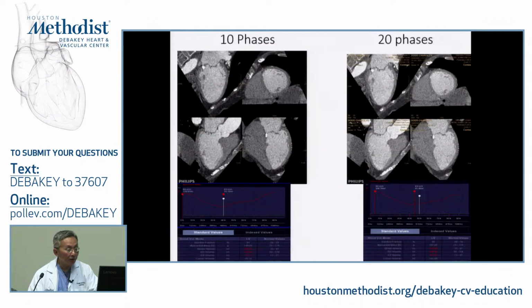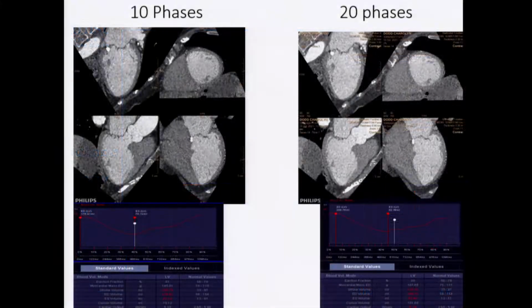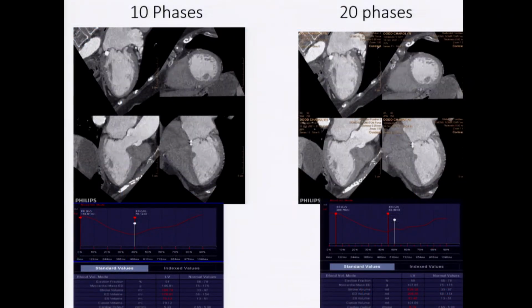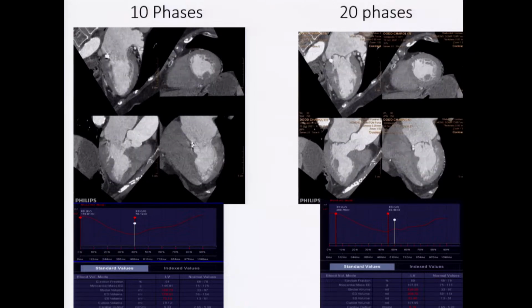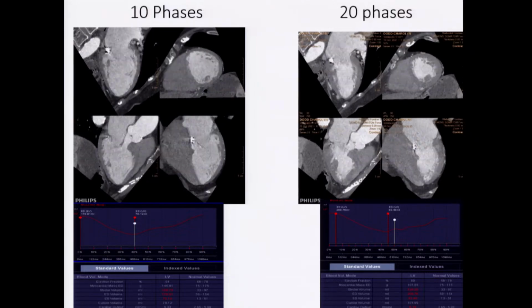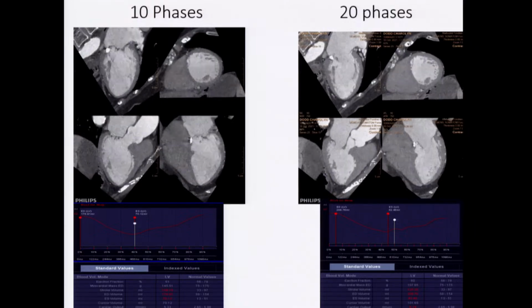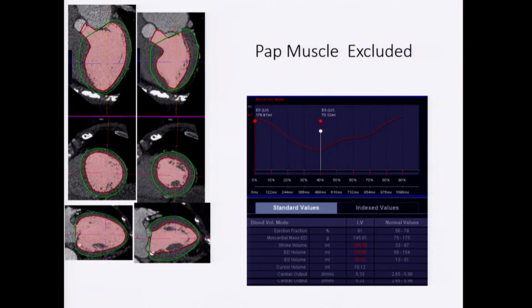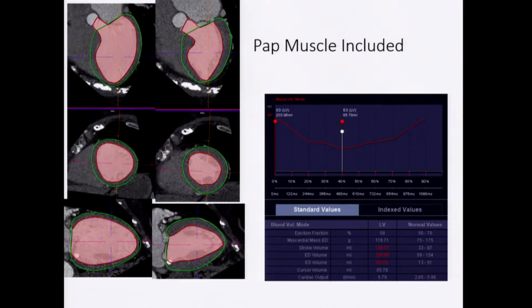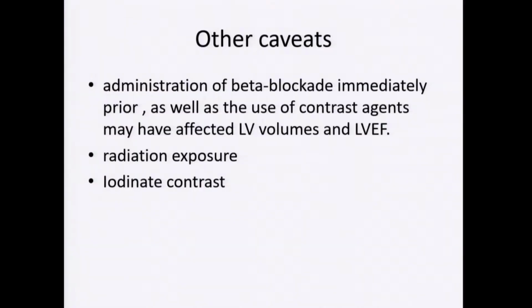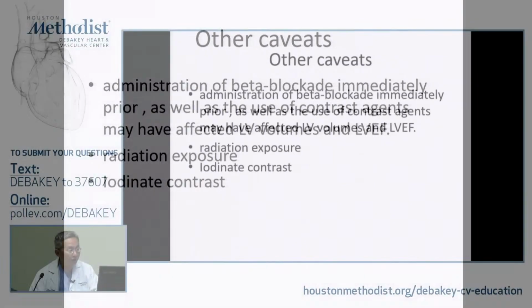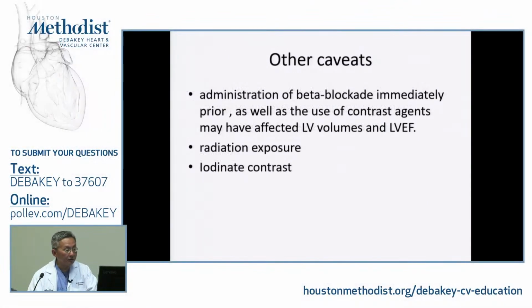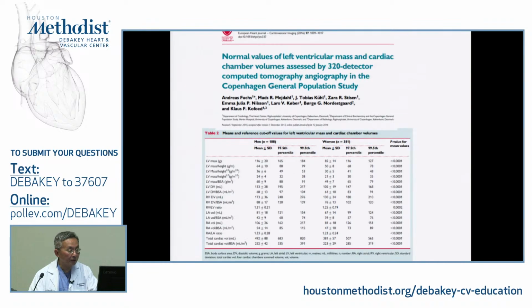Again, the same thing. We talked about 8 frame versus 16 frame in SPECT, 10 phases versus 20 phases. You can see a subtle difference, right? With 20 phases, you see a little bit more, it looks smoother. And with the threshold-based method, you can exclude the papillary muscle if we want to. The other caveat: if you give a beta blocker, with CT you're going to underestimate. You also get radiation and iodine.